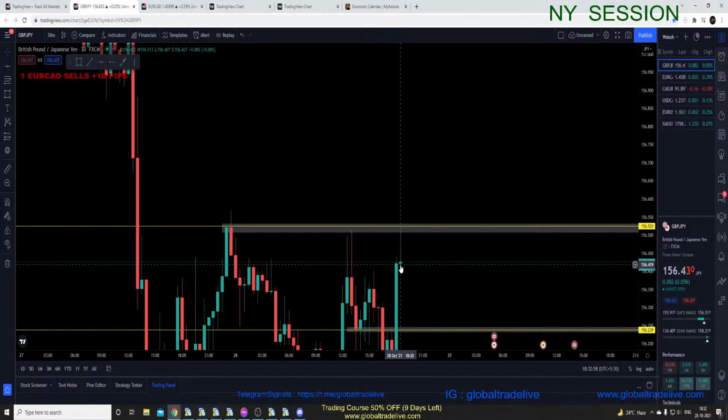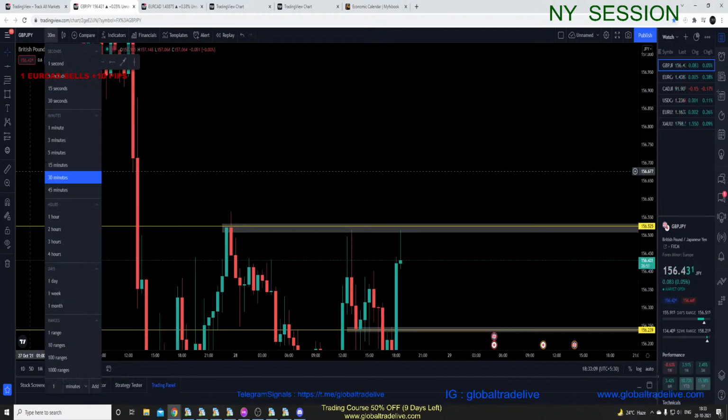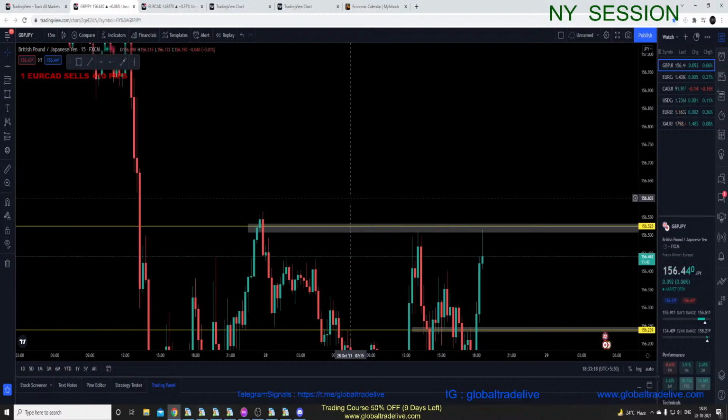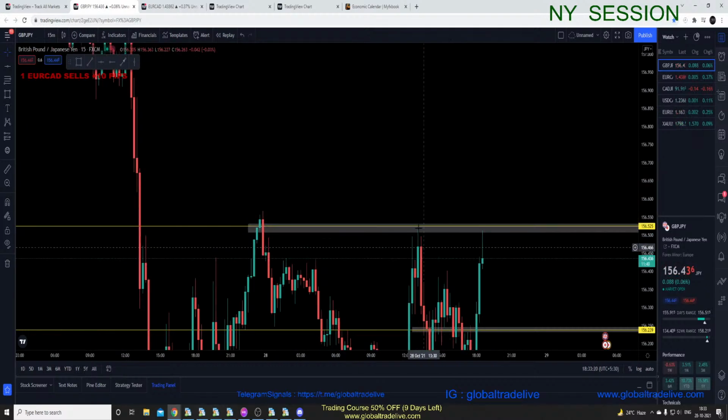Okay, so GBP/JPY went up to 156.525, tapped that area and rejected that area like the wicks, like the previous candles over here. So I think the best thing is to wait for a candle to close above, whether that candle is a 15-minute candle, and then catch the next candle. But right now it's just nothing.